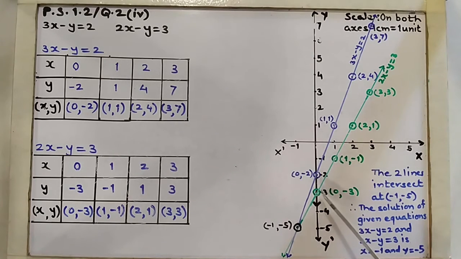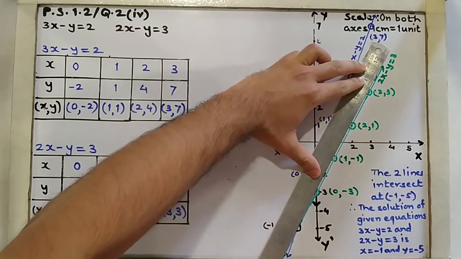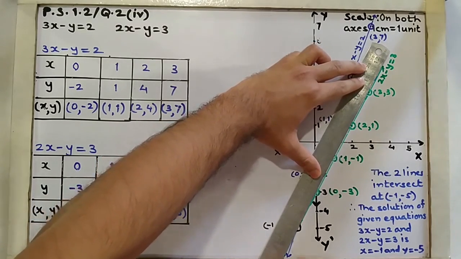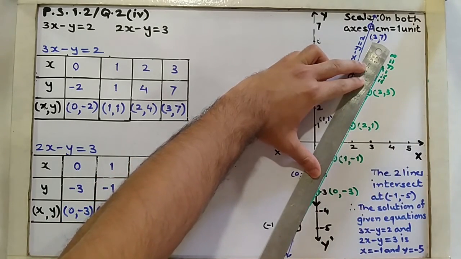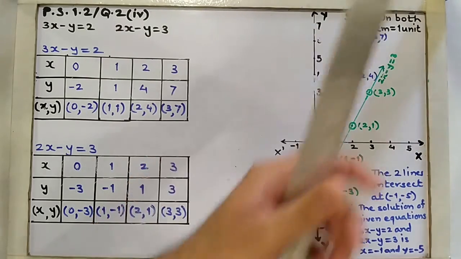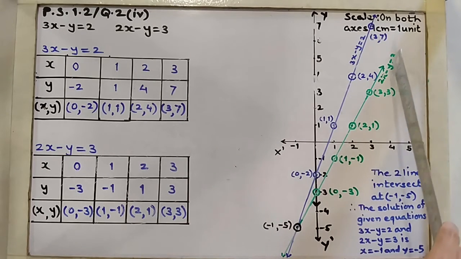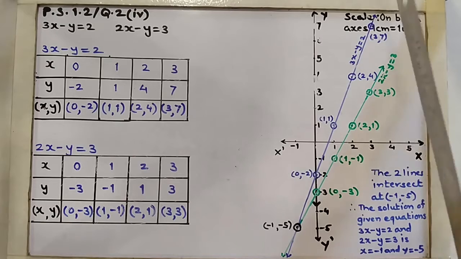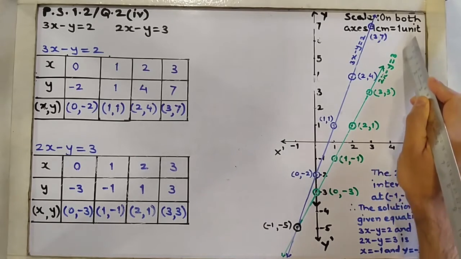So now we have plotted the 4 points. All the 4 points we have plotted. So now we will be joining them. So we have joined the 4 points, and what we get is a straight line. Remember, all the 4 points should lie on the same line. We'll write down the equation, which is 2x minus y equal to 3.